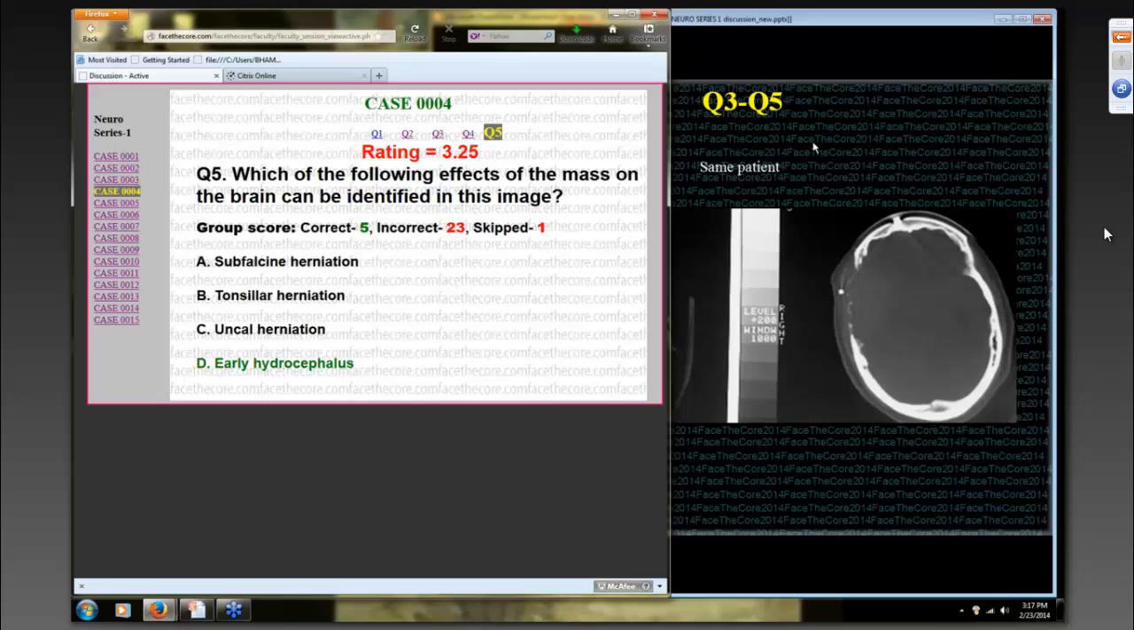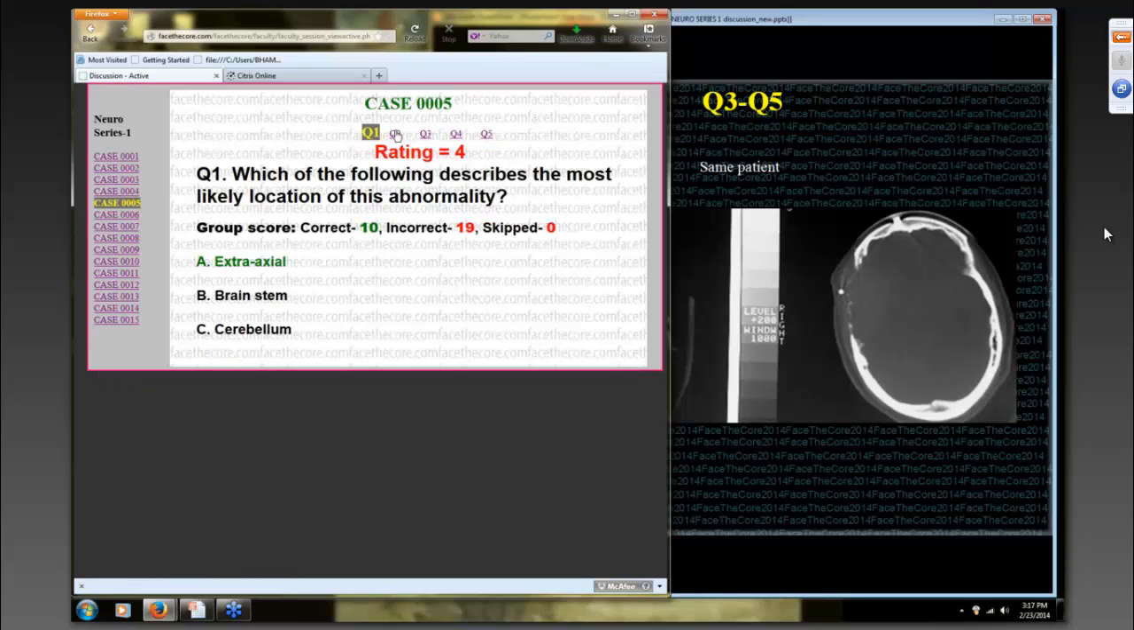Okay. Case 5, question 2. Why is the answer A in that question 2?